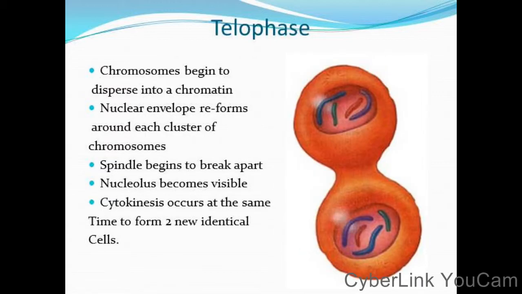Telophase. The chromosomes begin to disperse into chromatin and the nuclear envelope reforms around each cluster of chromosomes and the spindle begins to break apart. The nucleolus becomes visible and cytokinesis occurs at the same time to form two identical cells.